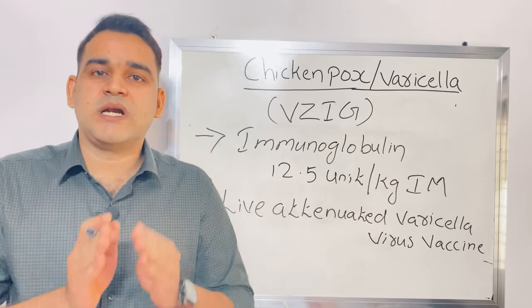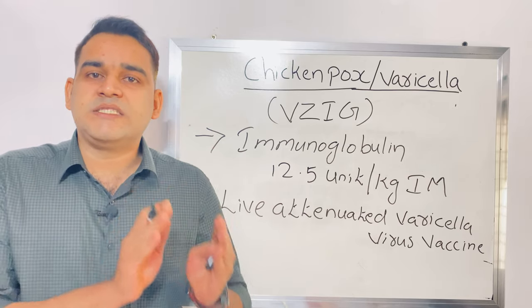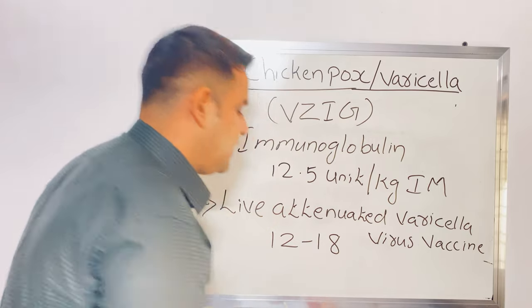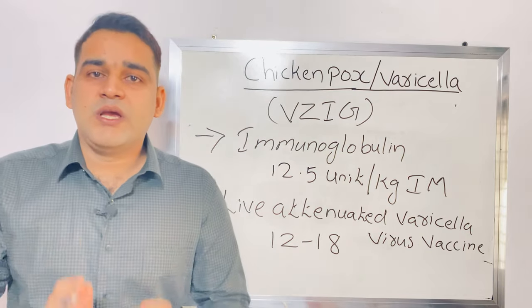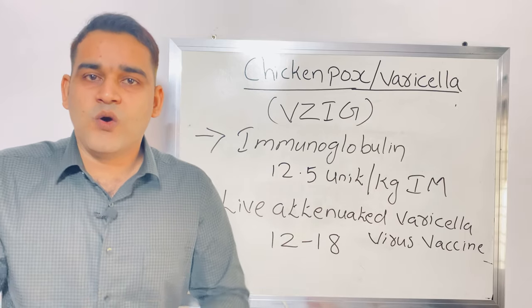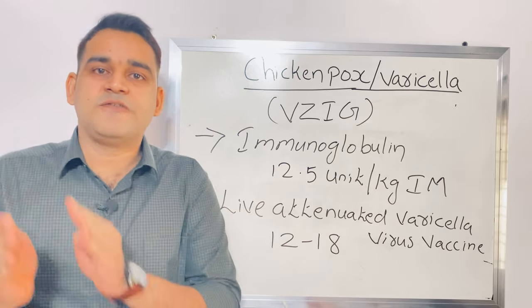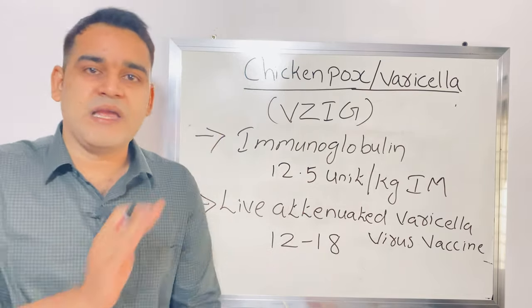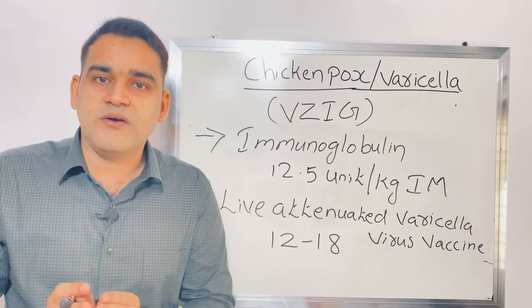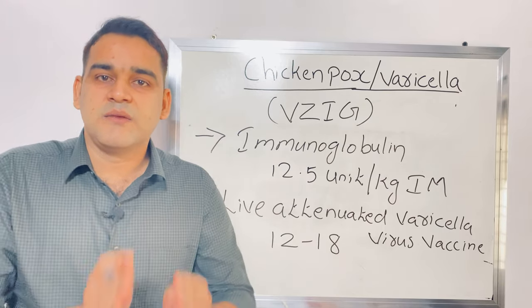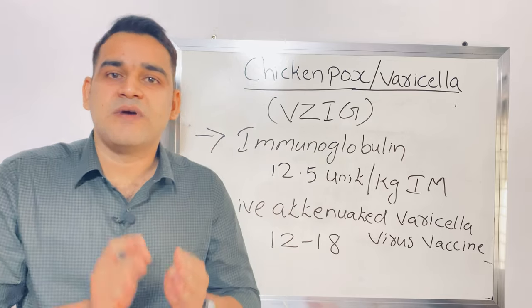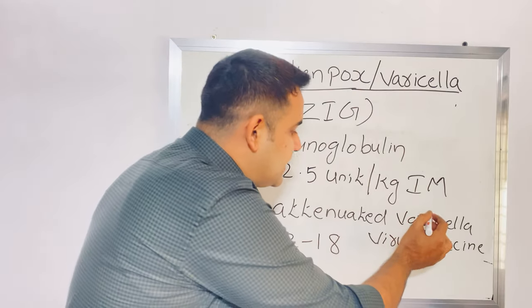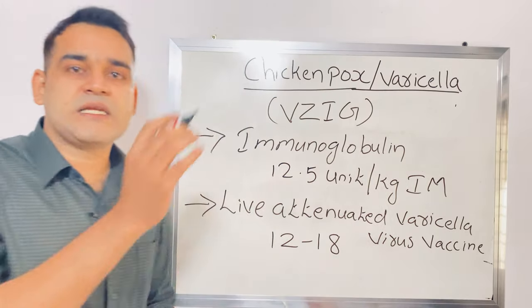This is recommended to children between 12 to 18 months of age, who are not having a history of chickenpox, who are not at all infected before this time. We can give this vaccine between 12 to 18 months. This vaccine is also effective. The name of the vaccine is live attenuated varicella virus vaccine. That is regarding the prevention.